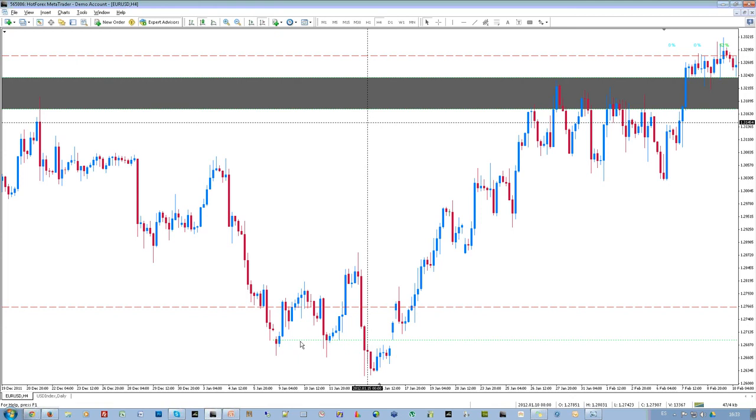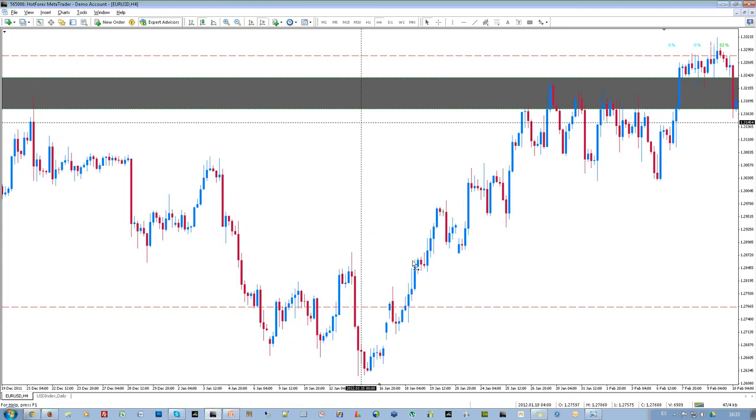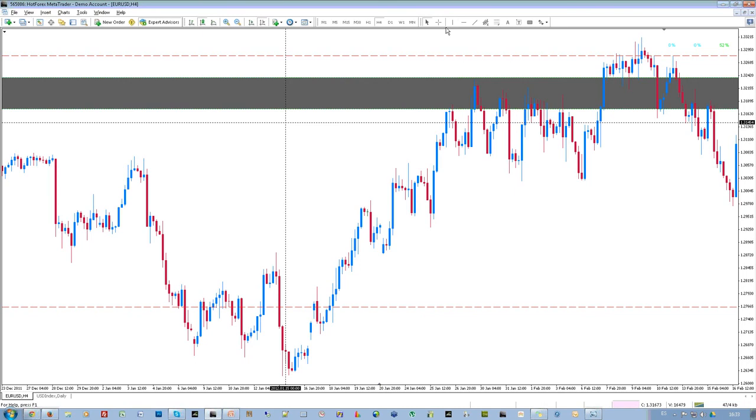Okay. Now we do have this level of demand right there. The whole area is like this, and nothing happened. So now this is a CP rally with a gap.